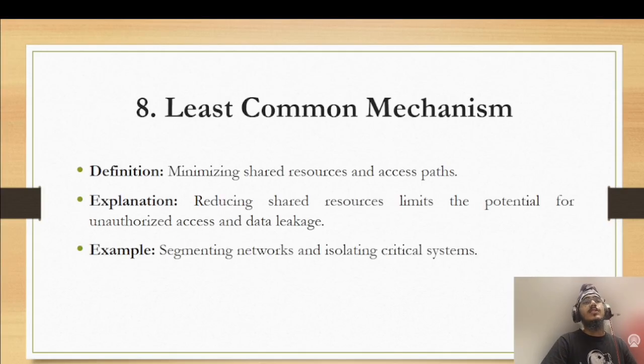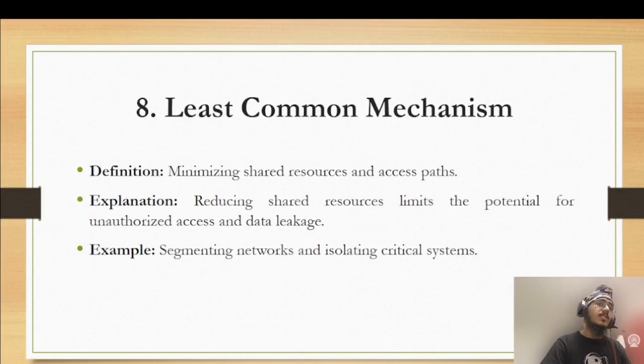So shared resources in cloud can create risk. If we have a shared resource which can be changed by or shared with multiple people, and one of them has a data breach, it can affect that resource and affect everyone else too. So we have the least common mechanism principle to address this, which tells us to minimize shared resources and access paths. We should minimize resource sharing and access paths between users.